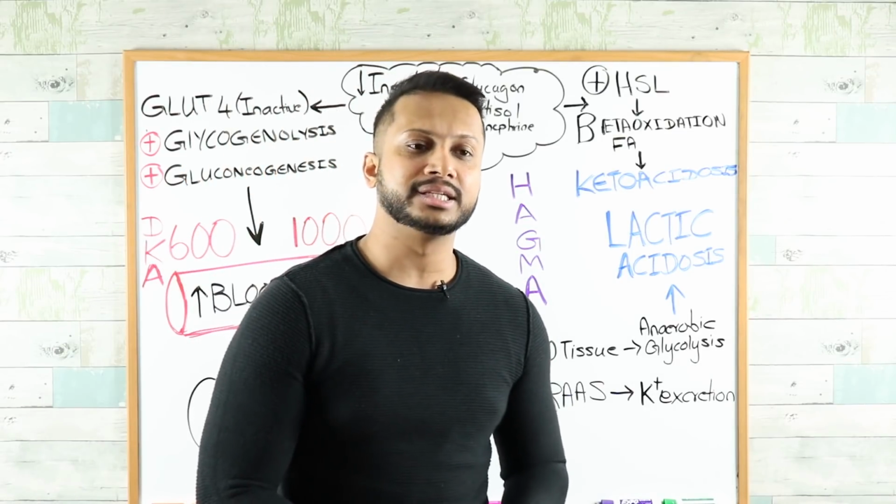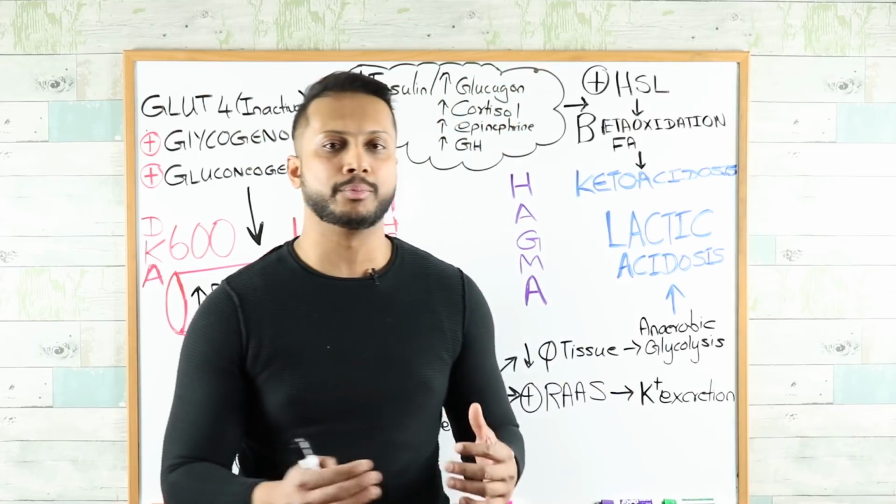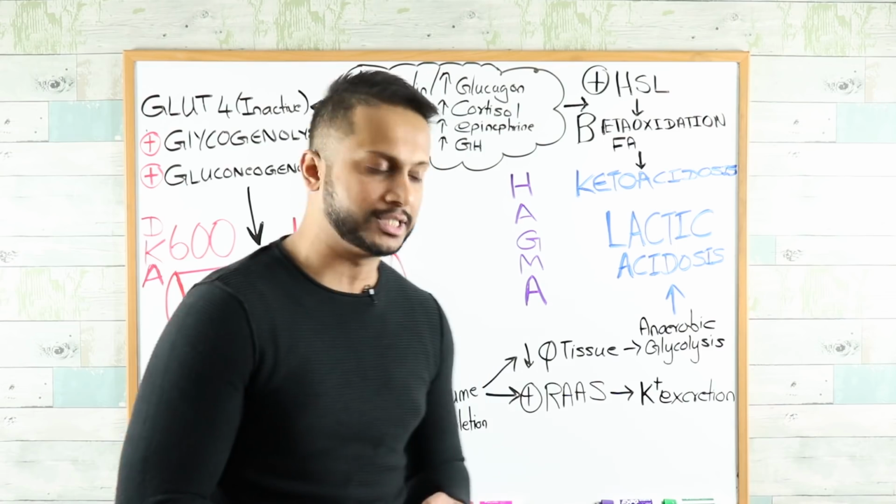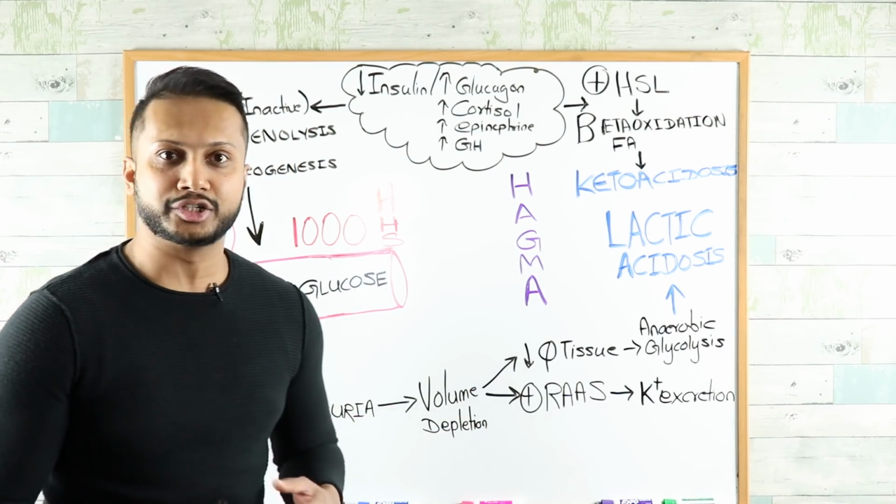Alright, so now what else is going to happen as a result of your volume depletion? What's going to happen is, if you have less volume in your body, in physiology you know that you're going to activate your RAS system, renin angiotensin aldosterone system.